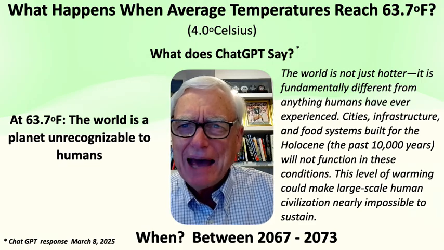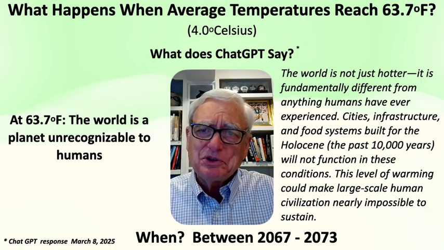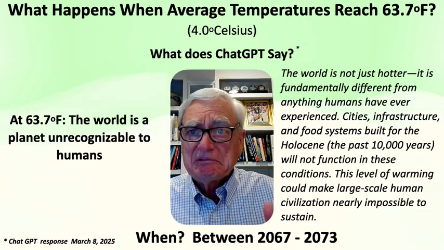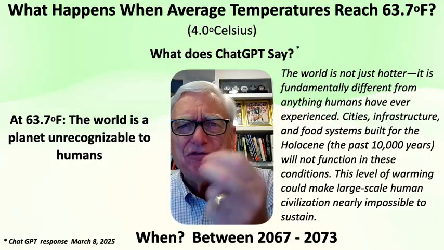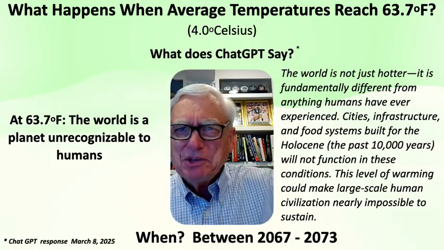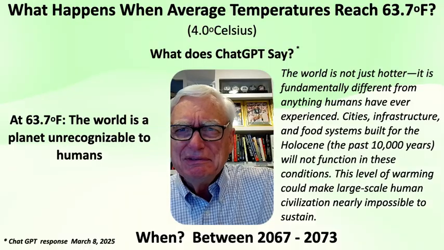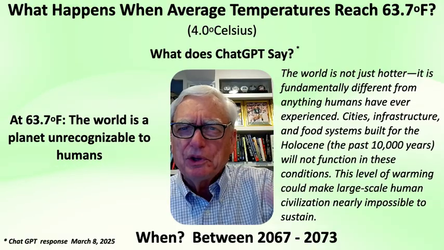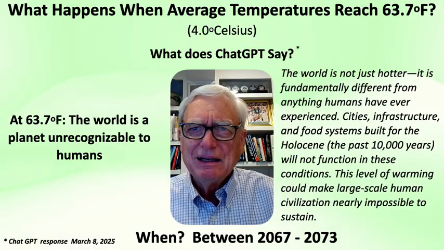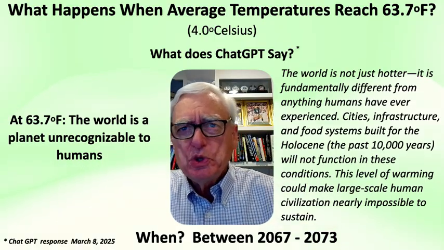And when is that going to happen? Probably between 2067 and 2073. Yeah, my grandkids should be around 50 then. That's the prime of their adult life. And they're going to try to survive on a planet that's unrecognizable to human beings. I mean, how can we do that to them?